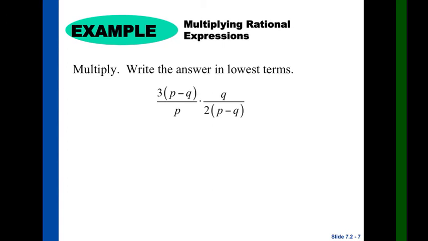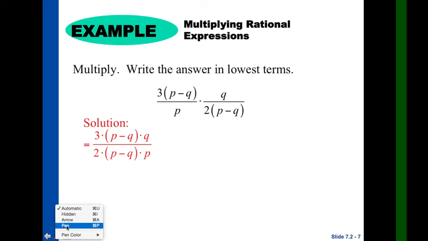Another example. Write the answer in lowest term. If it can still be reduced to lowest term, we will do it. For this one, we have 3p minus q times q over, this is p, 2. First, let's combine them. Solution: like earlier, we factor out 3 times p minus q times q. It can't be p times q because it has a minus sign. And then times q. And we have 2 times p minus q times p.